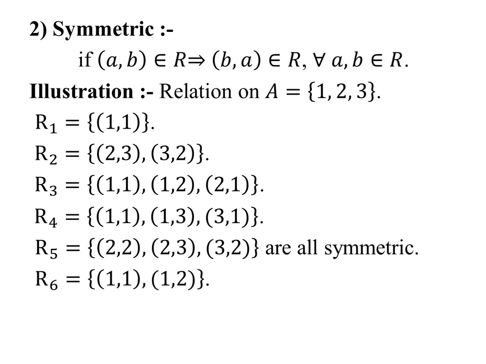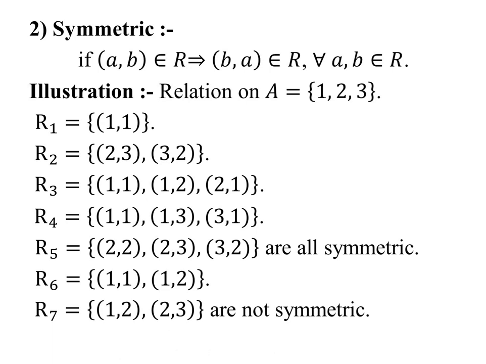Okay, next R6 is equal to {(1, 1), (1, 2)}. Here (1, 1) interchanged gives (1, 1). Next (1, 2), but here (2, 1) does not belong to R6. Okay, (2, 1) does not belong to R6. So therefore R6 is not a symmetric relation. Next R7 is equal to {(1, 2), (2, 3)}. Here (1, 2): if we interchange (1, 2), then (a, b) belongs to R implies (b, a) belongs to R. So (1, 2) belongs to R implies (2, 1) belongs to R.